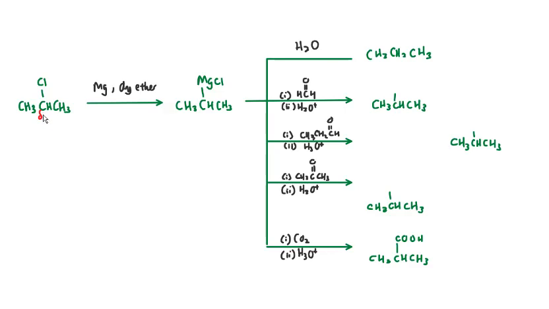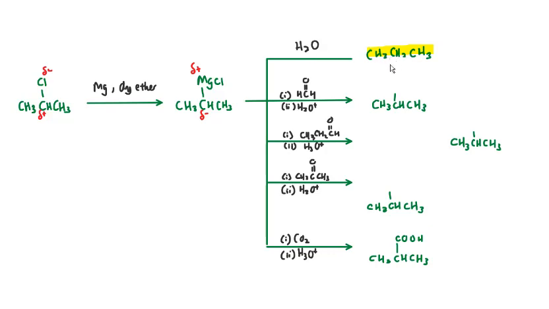Alright, say we have the haloalkane here. This is our delta positive carbon and delta negative halogen. When you react with magnesium in dry ether, the solvent, you are creating a delta negative carbon, your nucleophilic site in Grignard reagent, and a magnesium bearing a partially positive charge. When Grignard reagent reacts with water, you are going to produce alkane.